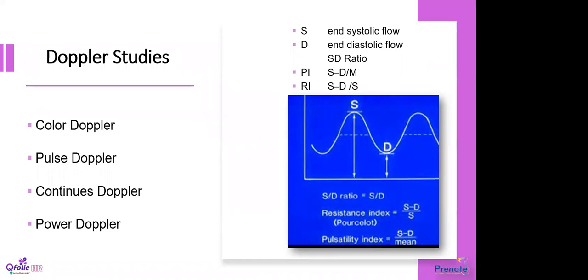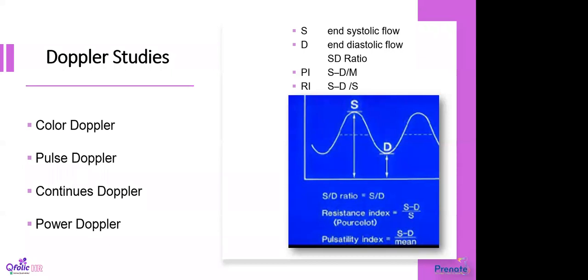And what we do on Doppler studies, we usually see the blood flow velocities. That is, blood flow during systole is increased, and during diastole it should also remain within normal limits to supply adequate nutrition and oxygen during diastole of the cardiac cycle. So S stands for systolic flow velocity. That is the maximum velocity during systole. And D stands for end diastolic flow.